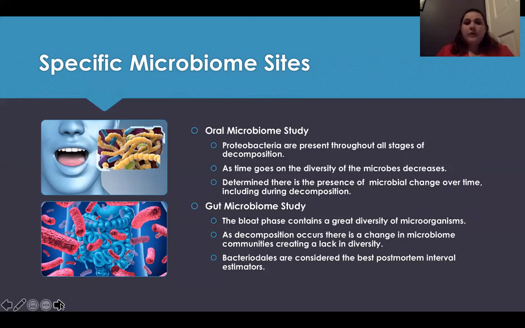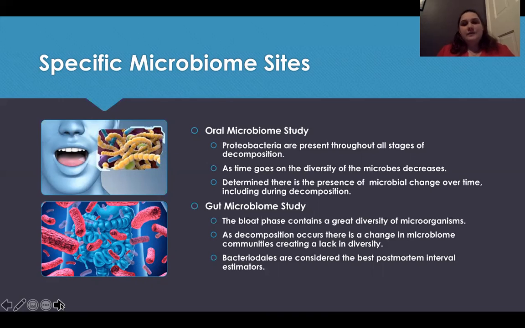The gut microbiome study stated that during the bloat phase, which is earlier on in decomposition, there's a great diversity of microorganisms, and that variety of microorganisms is very useful when determining the postmortem interval.